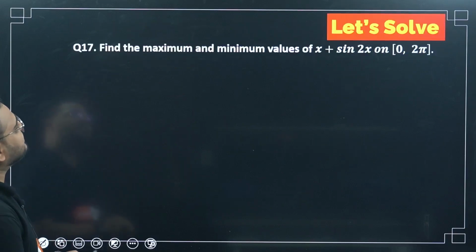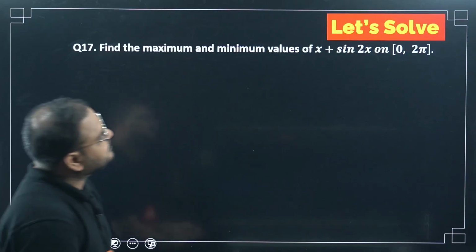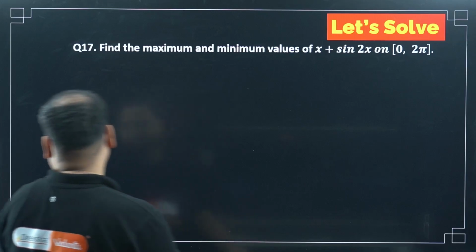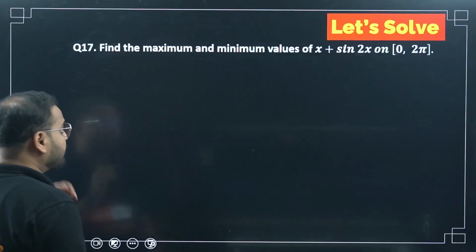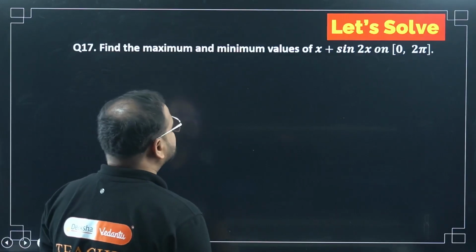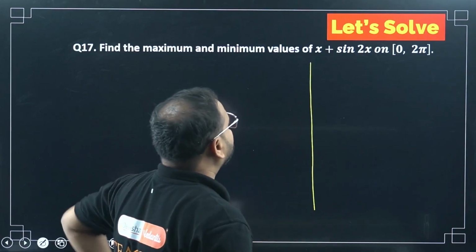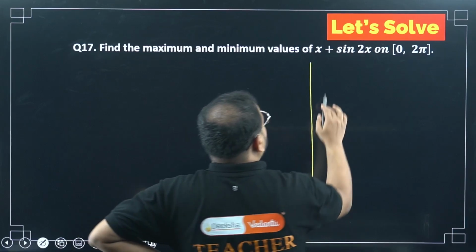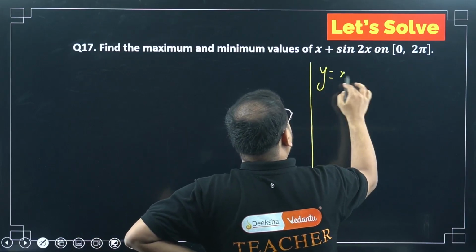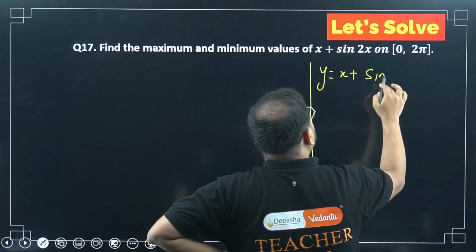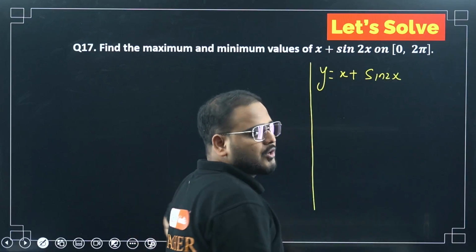Question number 17. Find the maximum and minimum value for this function x plus sin 2x in 0 to 2 pi. Excellent problem, bacha. Excellent question. You'll see why. So first of all, the function is given as y equals x plus sin 2x. Yes or no? Yes.